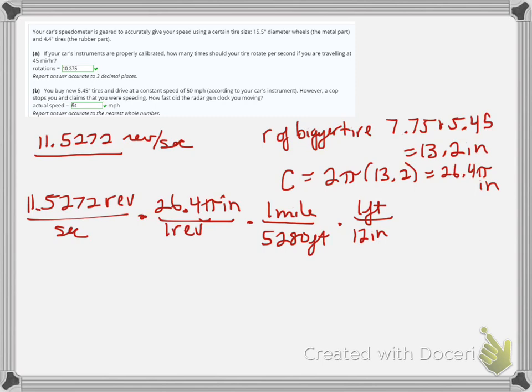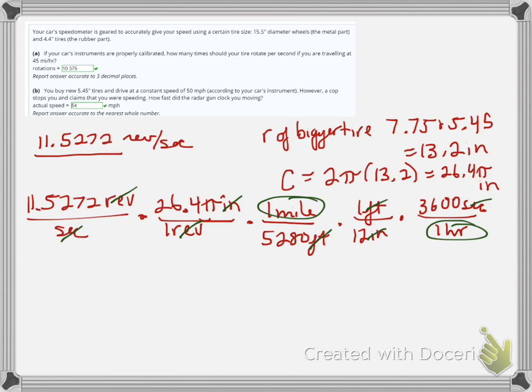So far, I'm just going to show you what units I can cancel out. I can cancel out the revolutions, the inches, and the feet. So I'm left with miles per second now, and I need miles per hour, so I need to change seconds to hours. There are 3,600 seconds in 1 hour. Now I can cancel out the seconds, and you can see I'm left with miles per hour, which is what I want to know.